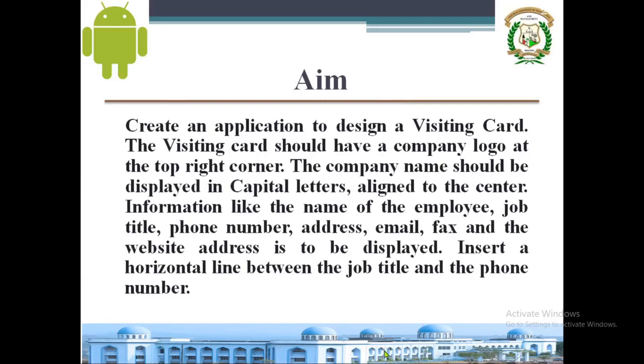Let us observe what exactly this app does. The aim of this app is to create an application to design a visiting card. The visiting card should have a company logo at the top right corner. The company name should be displayed in capital letters, aligned to the center. Information like the name of the employee, job title, phone number, address, email, fax, and the website address is to be displayed. Insert a horizontal line between the job title and the phone number. Okay, these are the aims that are to be achieved in case of the visiting card app.